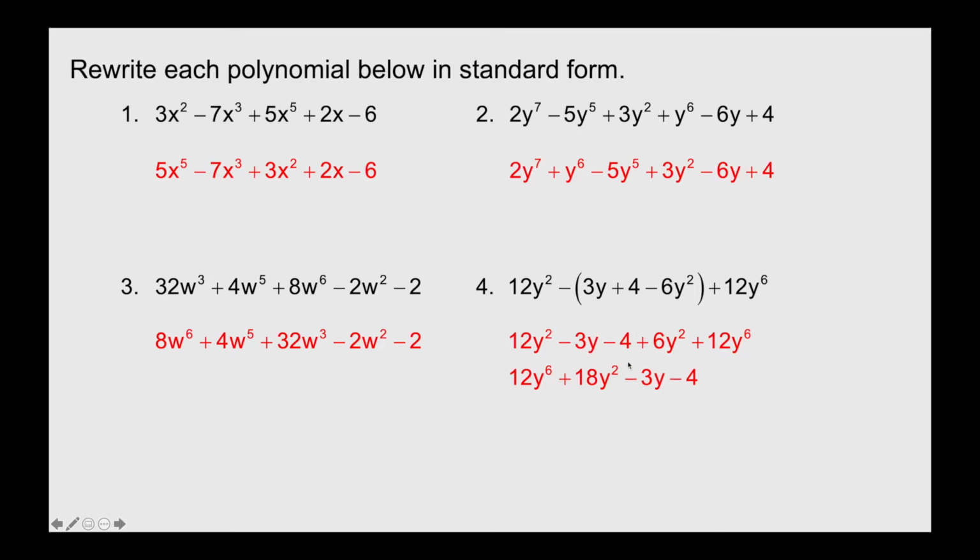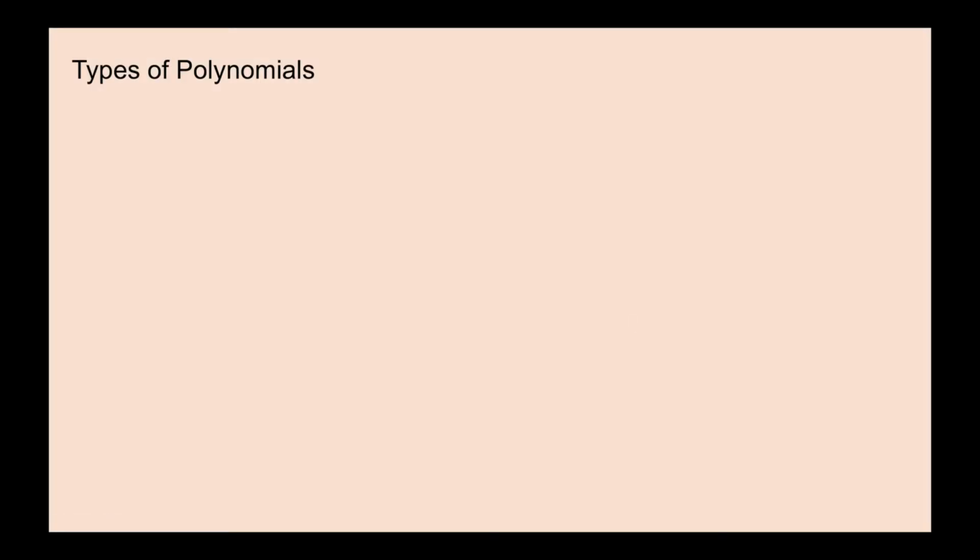And then finally minus 4. So those are our final answers. Now we talk about different types of polynomials. A polynomial is considered linear if its degree is 1.